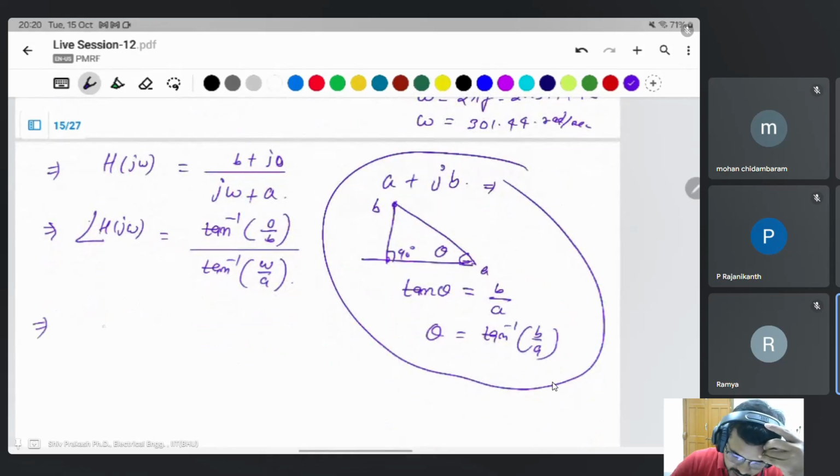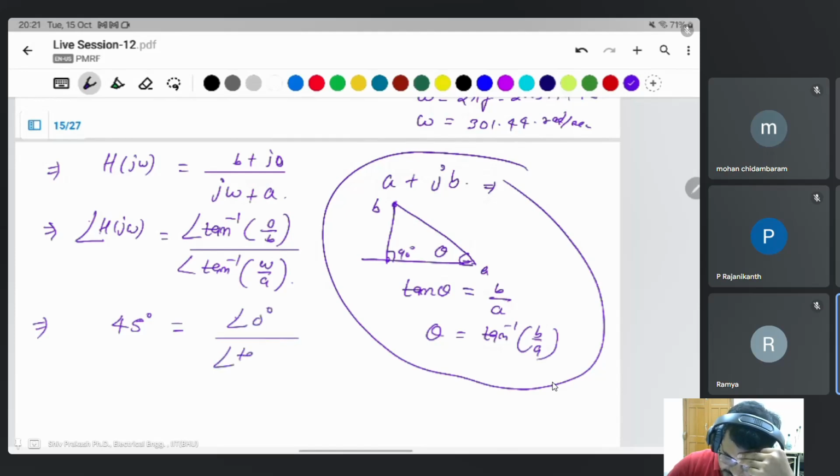Okay, this angle is given as 45 degree. Tan inverse 0 by b, it means 0 by b is 0. Tan inverse 0 means tan 0, and the tan 0 value is 0. This will be a 0 degree. Then the other angle is tan inverse omega by a. In multiplication of angles, the angles are added, and in division the angles are subtracted.